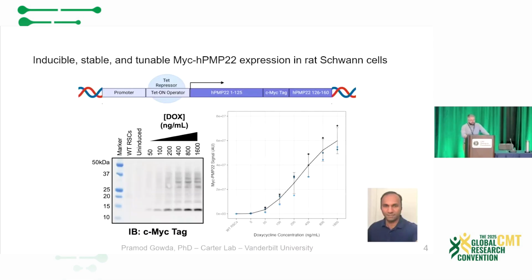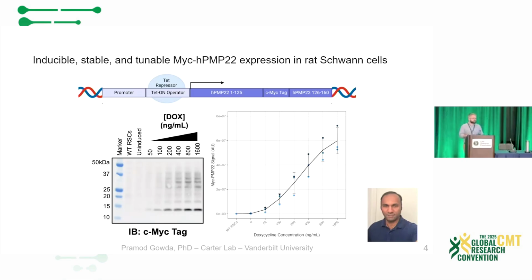So to that end, in collaboration with Bruce Carter's lab, also at Vanderbilt University, I developed a rat Schwann cell line using a lentiviral transduction approach that expresses the locus you see up here at the top of the slide. And this is a genomically integrated human PMP22 gene with a MYC tag in its extracellular domain, and that is then flanked by a CMV promoter with a tetracycline inducible operator.